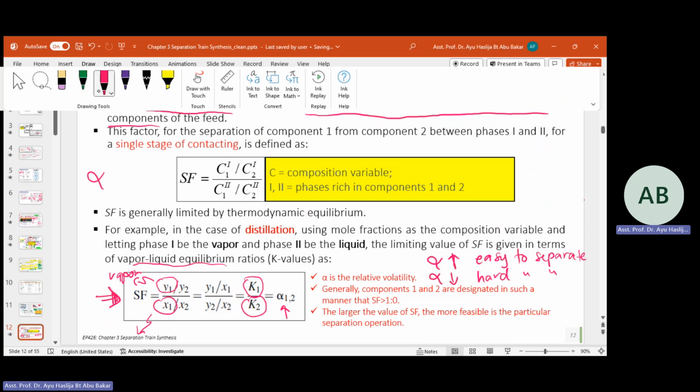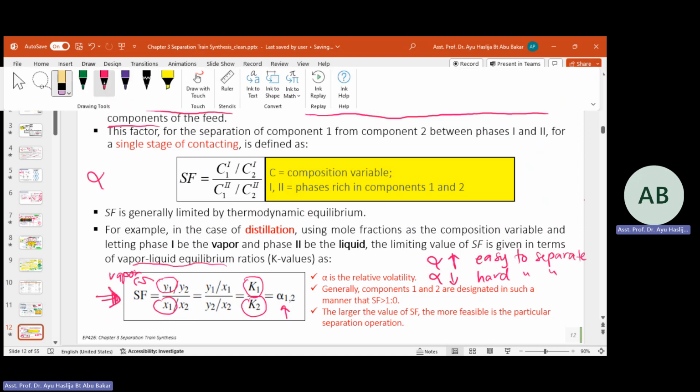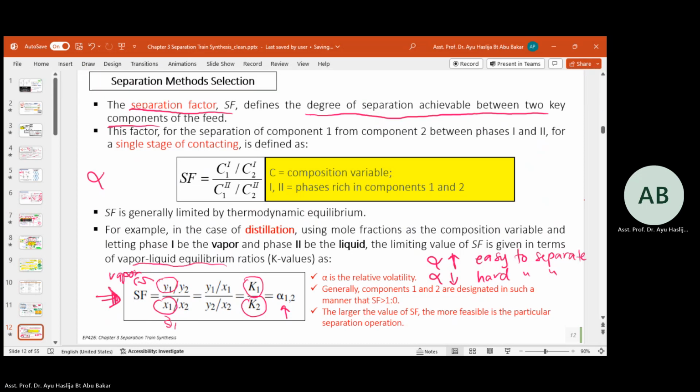In thermodynamics, Y is always used for vapor, X is always used for liquid, right? In thermodynamics. So it always represents similar things: Y, vapor phase, X, liquid phase, of each component.